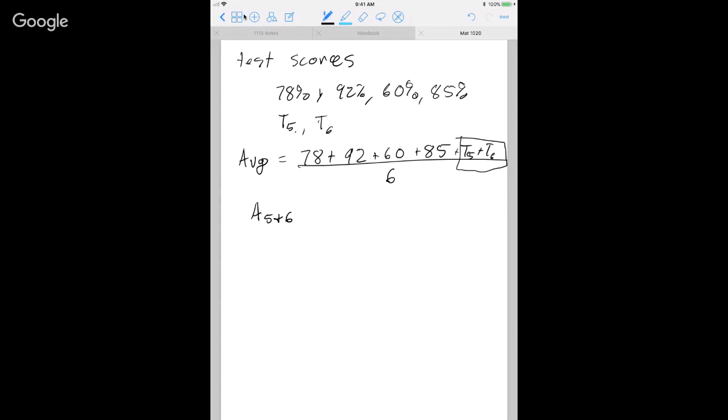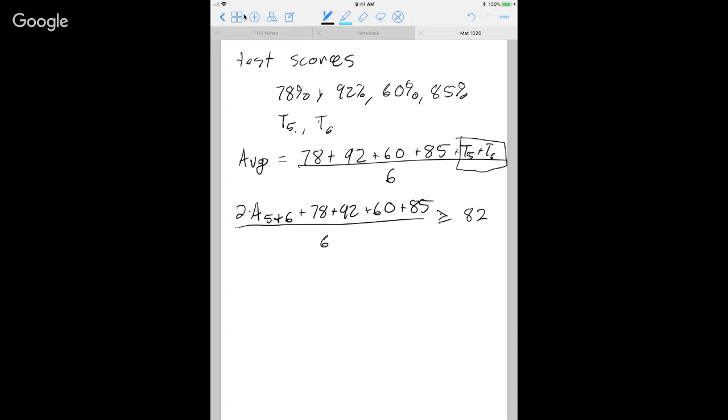So we can rewrite our average as 2 times the average of 5 and 6, plus 78, plus 92, plus 60, plus 85. Divide that all by 6. And we need that to be greater than or equal to 82%.